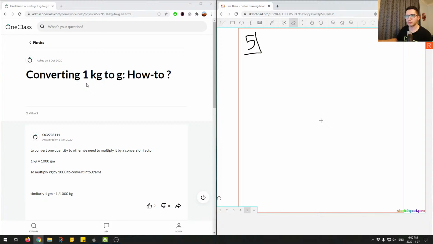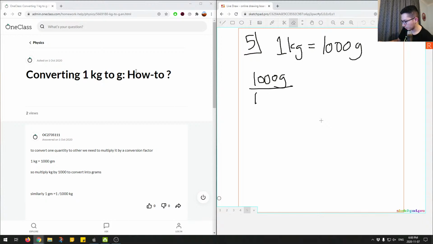Alright, in this question we're asked the other way around. How do we convert 1 kilogram to grams? So in the last question we had grams to kilograms. Now we're thinking from 1 kilogram to grams. So you can think about it in the same way. We know that the conversion is 1 kilogram is equal to 1,000 grams. So I'll write out the same thing I wrote before. So we can have 1,000 grams per 1 kilogram, or 1 kilogram per 1,000 grams.